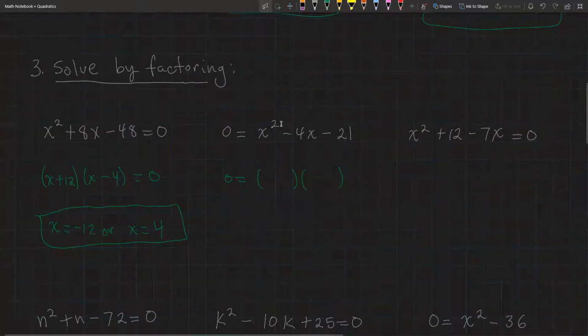What was multiplied to get this x squared? It was an x times x term. And now we have to identify the product and the sum. The two numbers multiply to a -21. And those same two numbers combine to a -4.